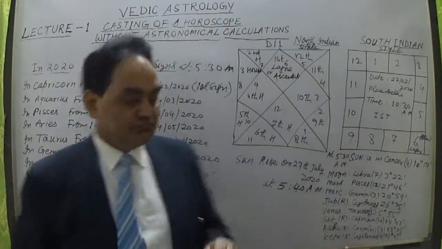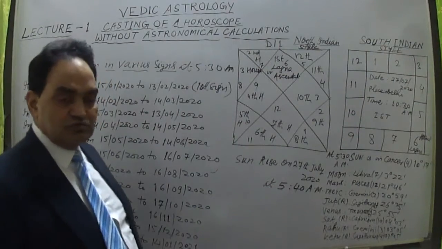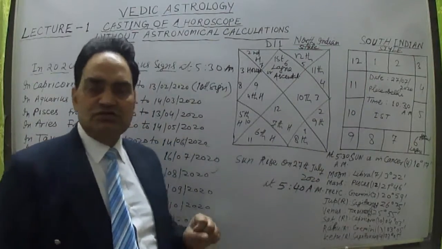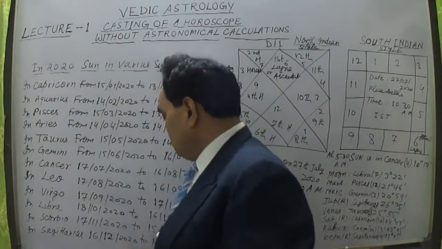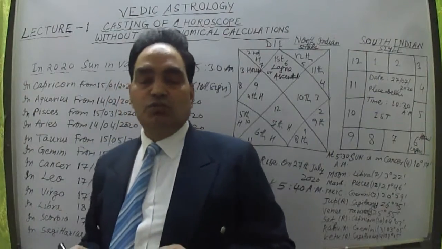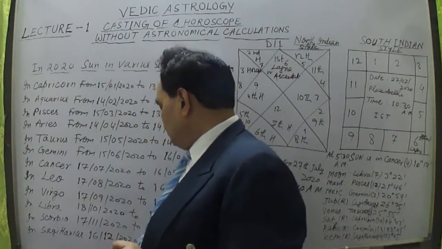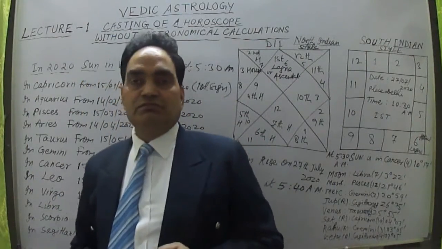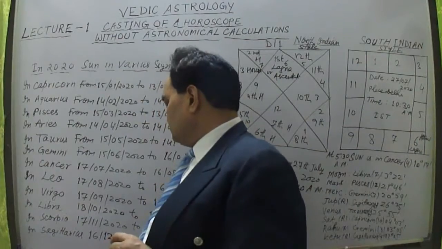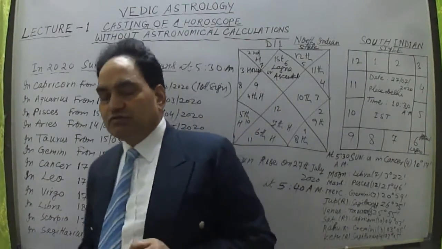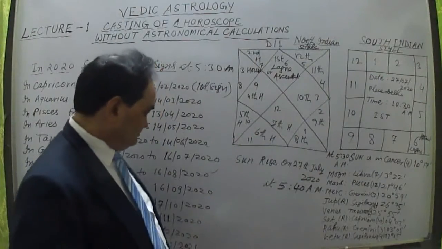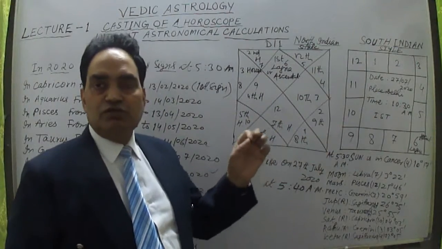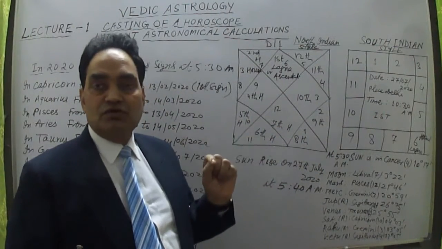Sun will remain in Sagittarius sign from 16th December 2020 up to 14th of January 2021. Then on 15th January 2021, Sun will enter Makar Rashi, or Capricorn sign.